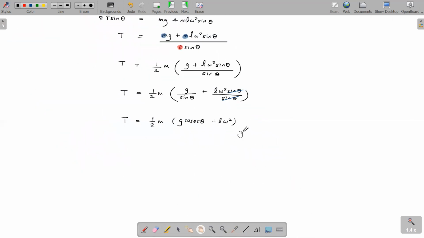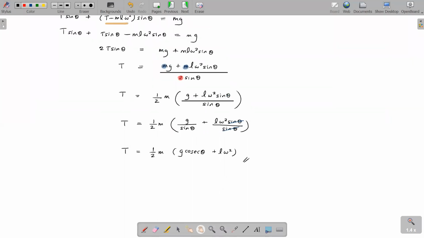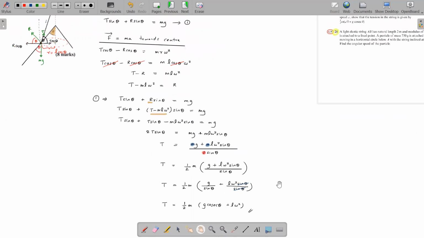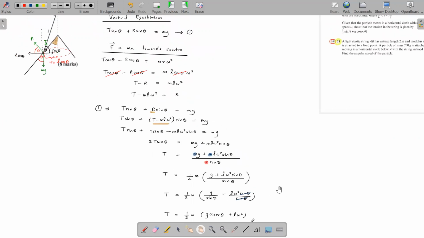So we have the same thing, which is the required result. You need to be able to simplify expressions like this and manipulate the equation a little in order to get it. I hope horizontal circular motion is now clear to everyone. Just two simple steps: you have to master the force diagram, and apply vertical equilibrium and F equals ma towards the center.